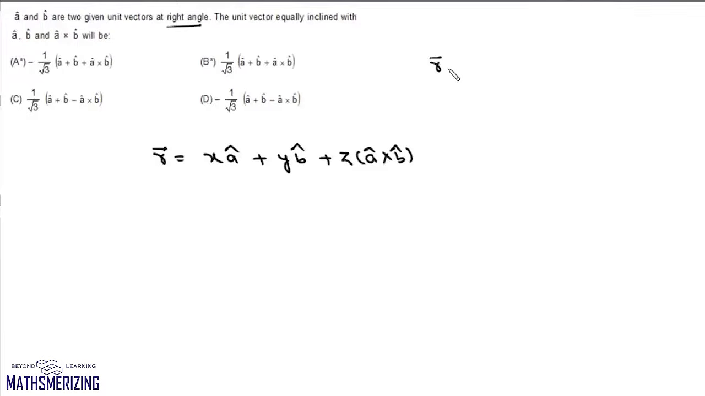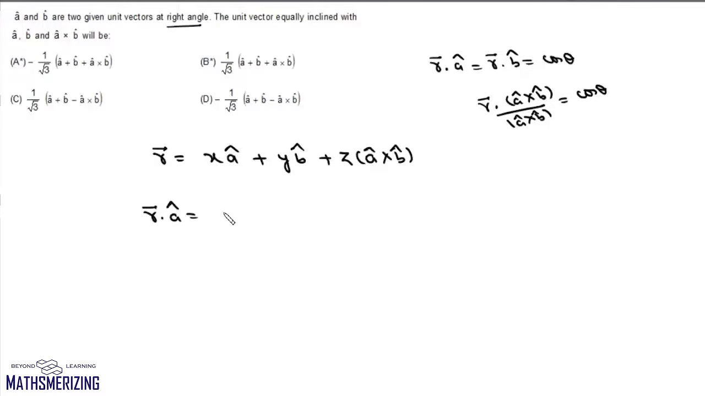Now this R is equally inclined to A, B and A cross B. That means R dot A must be equal to R dot B, and suppose this angle is cos theta, and R dot A cross B upon mod A cross B is also equal to cos theta. Now we take R dot A, we'll write R dot A is equal to X. Now A dot B is 0 and A dot A cross B is 0. And in the same way R dot B is Y, which means the values of X and Y are equal.